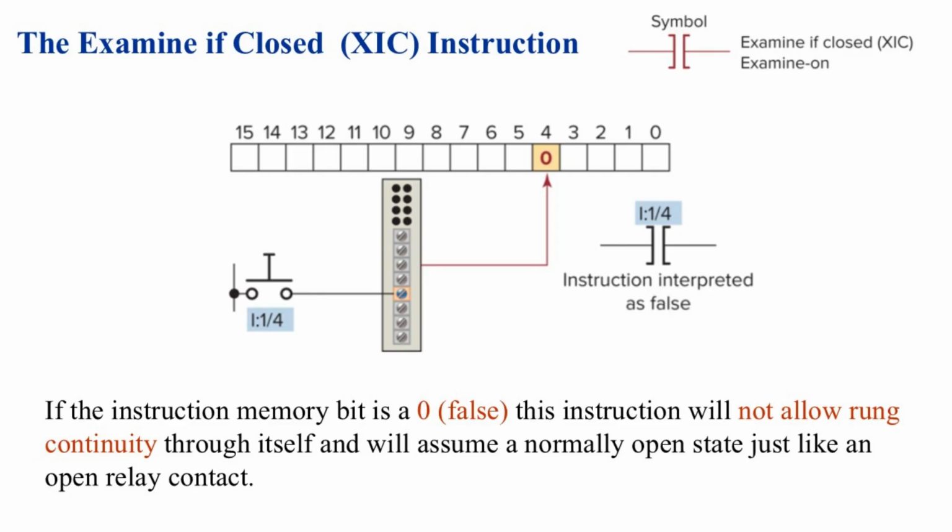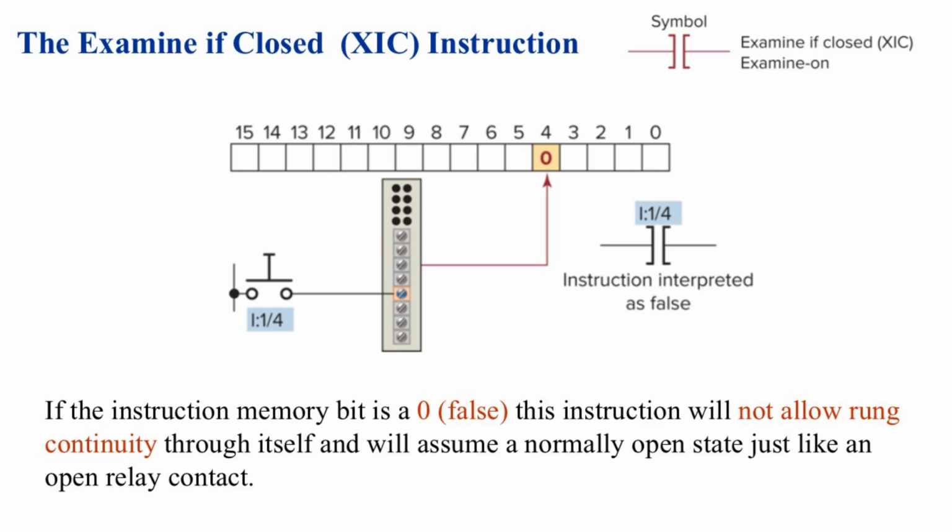Here, the input terminal labeled I1/4 represents a push button that is currently released. Since the button is not pressed, no voltage is detected at the input terminal, and the PLC records a logic 0 in bit 4 of the input image table. The XIC instruction checks this bit and finds it to be 0, so it is interpreted as false.